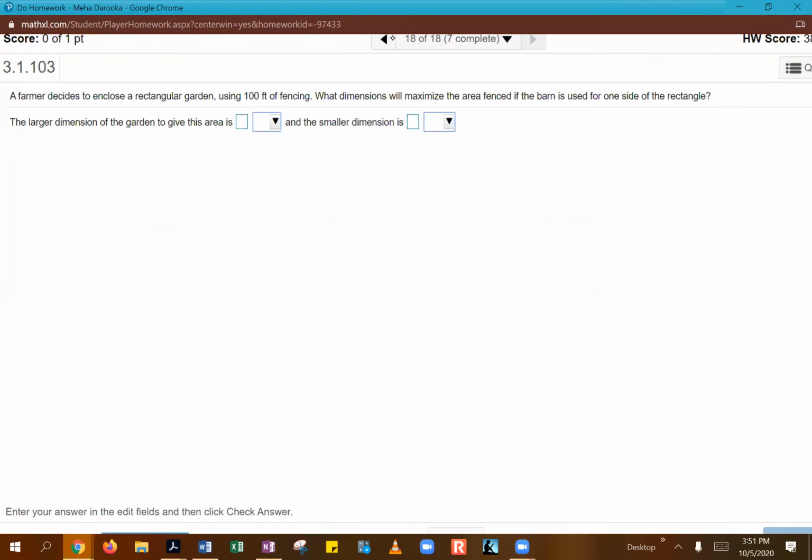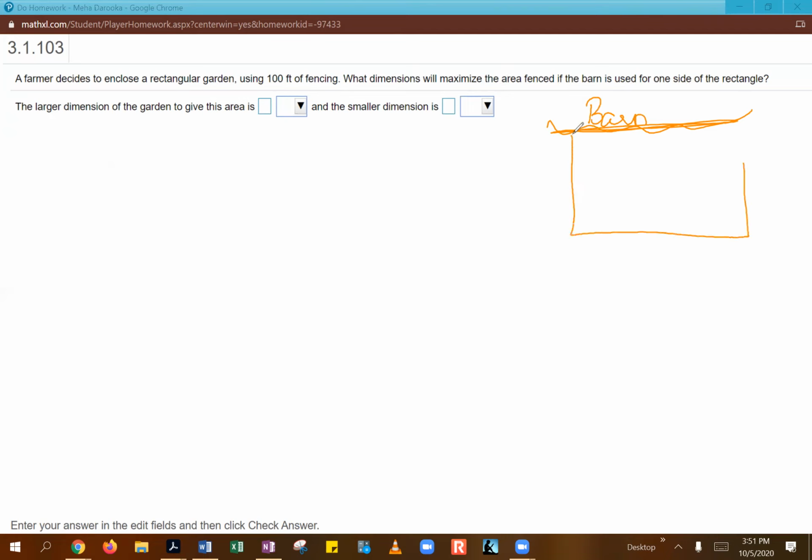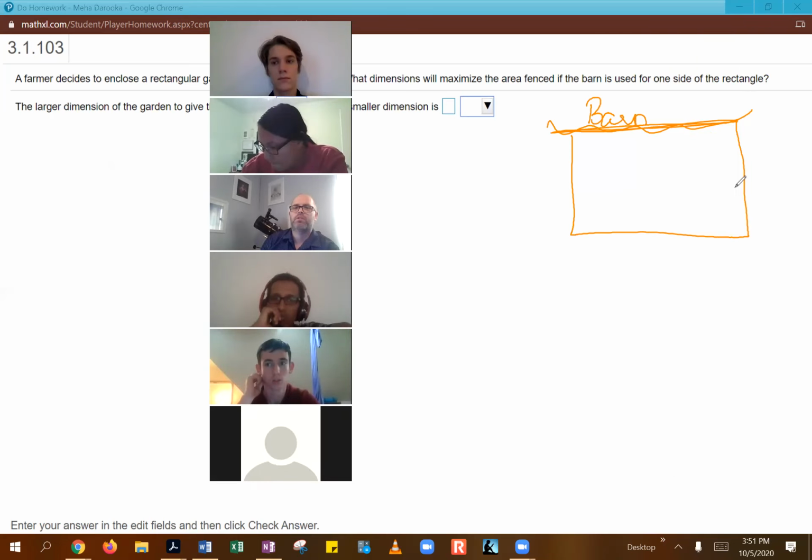this last one together. This one is talking about a farmer who decides to enclose a rectangular garden using 100 feet of fencing. They're asking what dimensions will maximize the area that is fenced in if the barn is used for one side of the rectangle. So basically, if you have a barn on one side, obviously we don't need to fence the side of the barn, and for our rectangular garden you're only going to be putting the fence on three sides, right? Instead of all four sides.